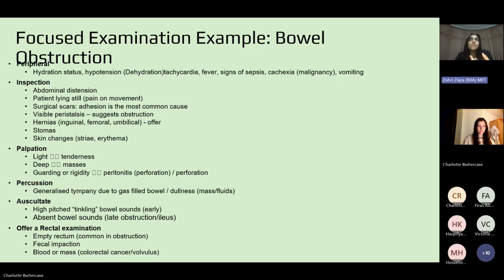I would always look for hernias as well, and then see if there are any stomas, and just mention what's in the stoma, for example. Where is the stoma? What type of stoma is it, if you're quite confident with that?